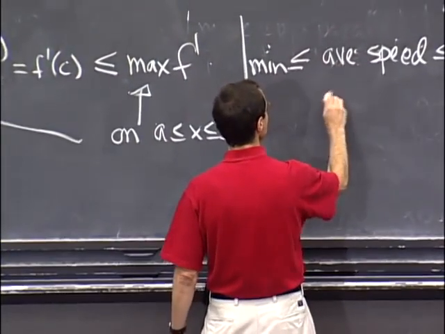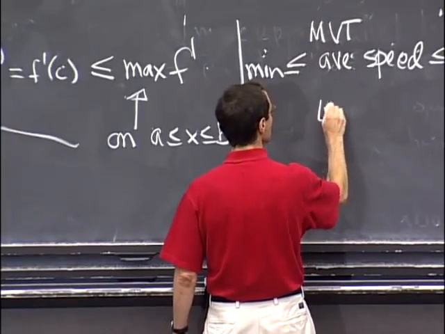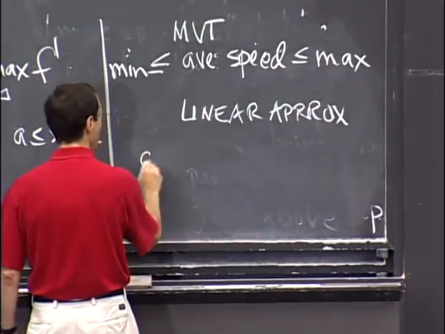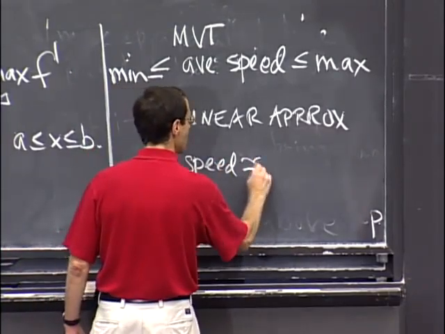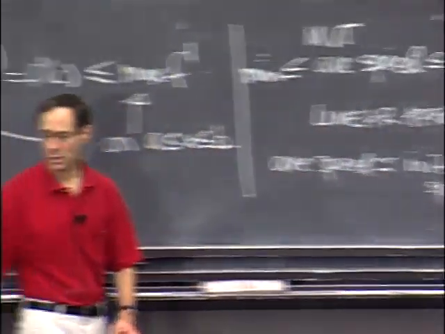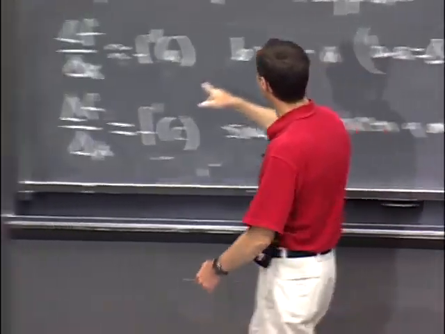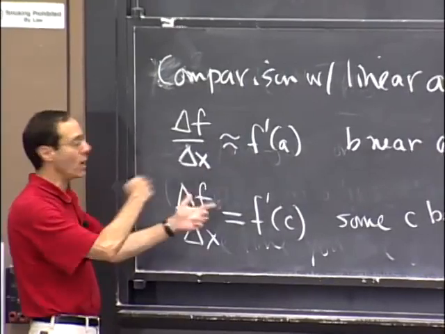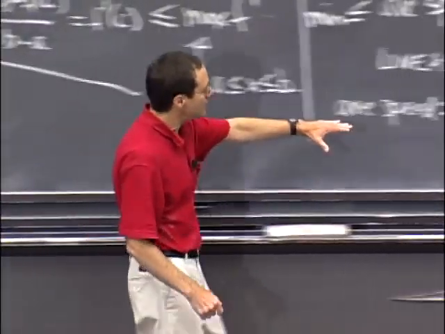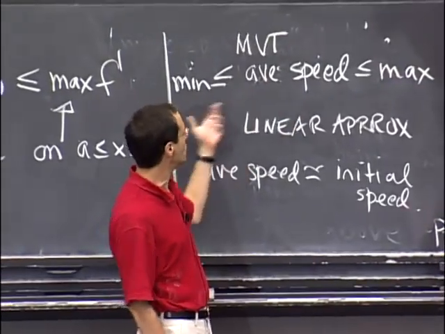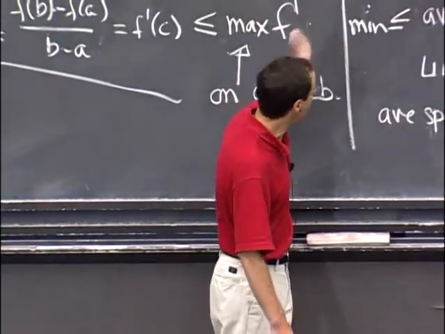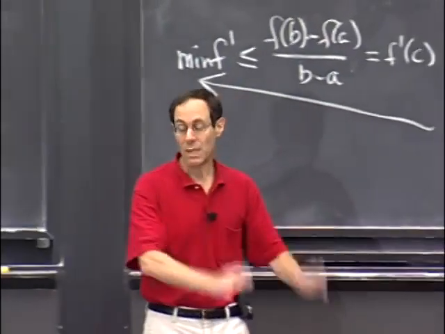So this is what the mean value theorem says. And here's the linear approximation. The linear approximation is saying that the average speed is approximately the initial speed, or possibly the final speed. So if a is the left endpoint, then it's the initial speed. If it happens to be the right endpoint, then it's the final speed. So you can see it's approximately right, because the speed, when you're on a short interval, shouldn't be varying very much. The max and the min should be pretty close together. So that's why the linear approximation is reasonable. And this is telling you absolutely it's no less than the min and no more than the max.